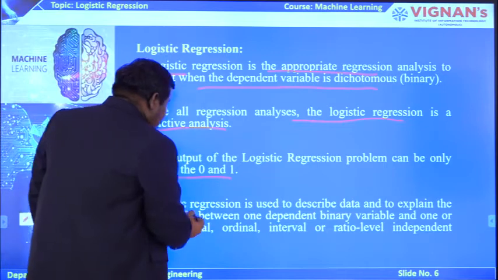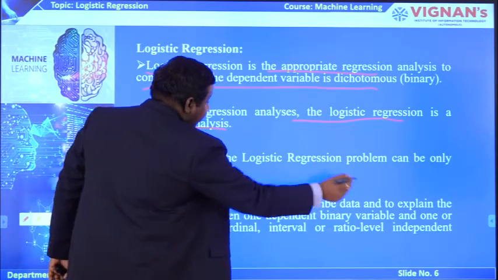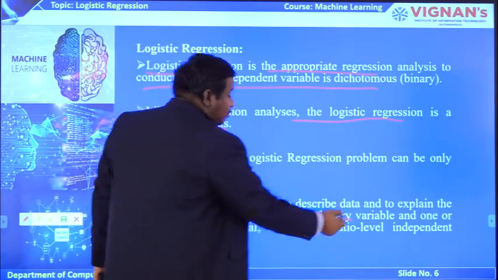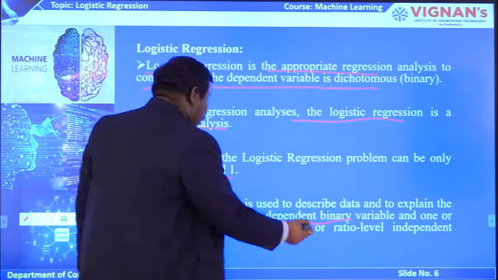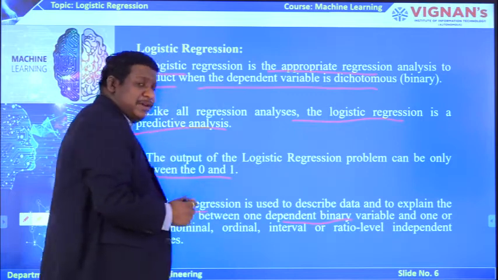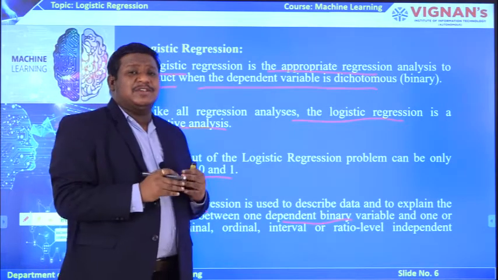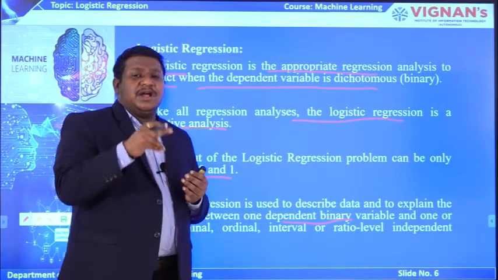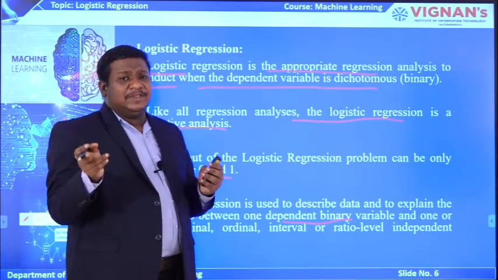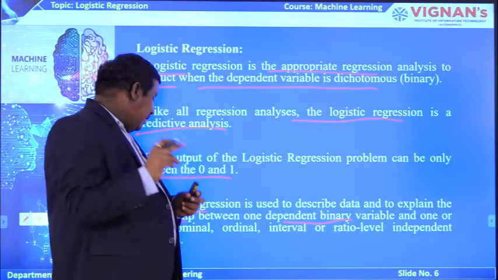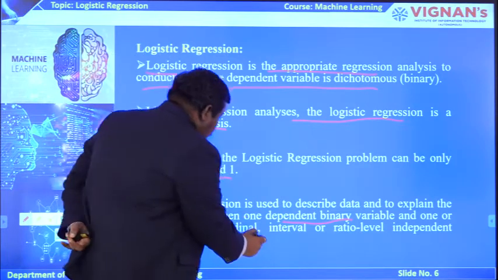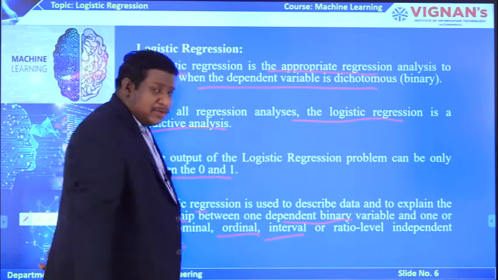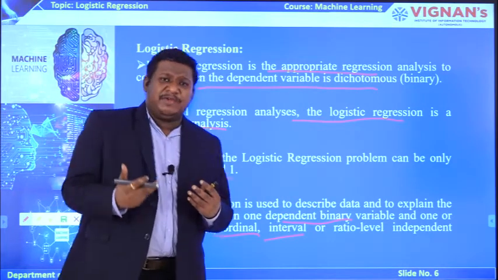Next point: logistic regression is used to describe data and to explain the relationship between one dependent binary variable and one or more nominal, ordinal, interval or ratio level independent variables. So logistic regression gives the relationship between one dependent variable and one or more independent variables. The independent variables may be of different data types: nominal, ordinal, interval or ratio level, all different variables with different values.